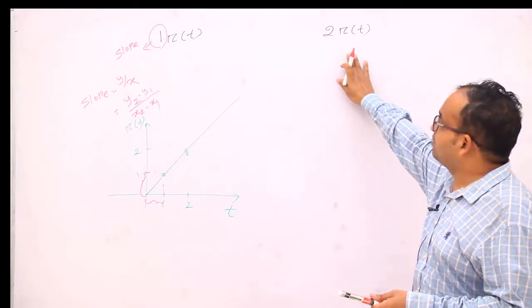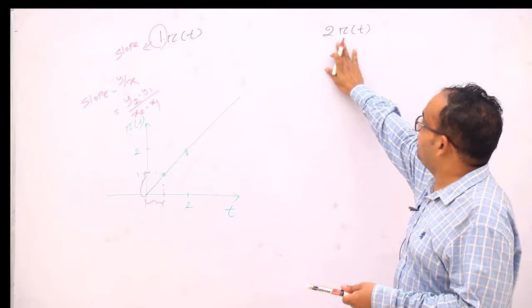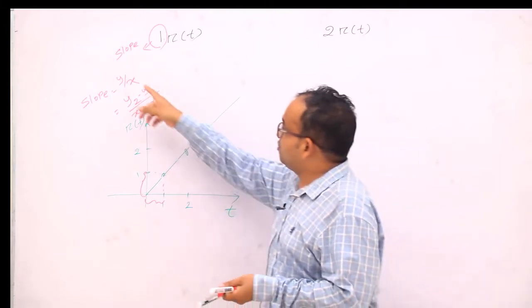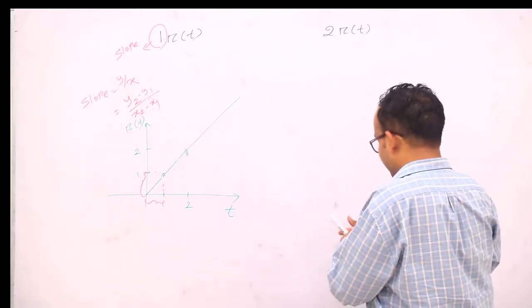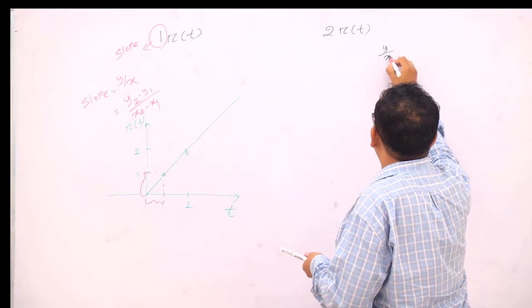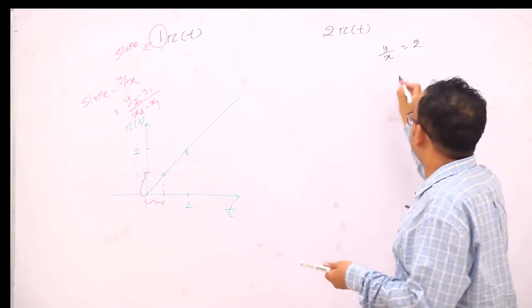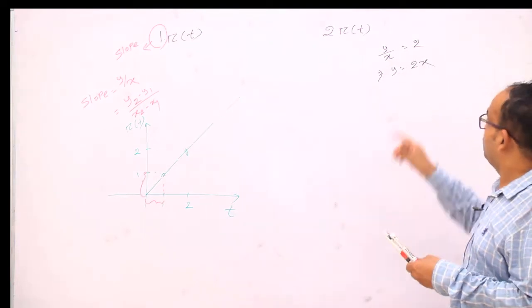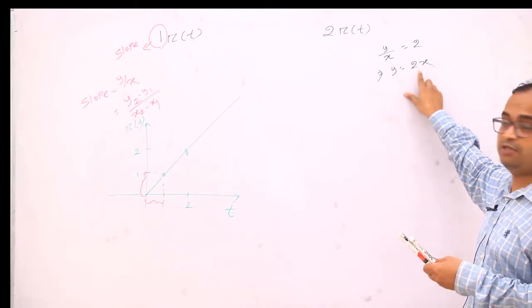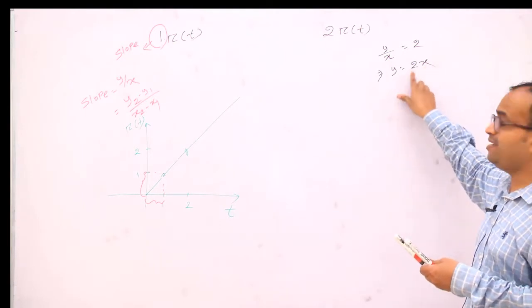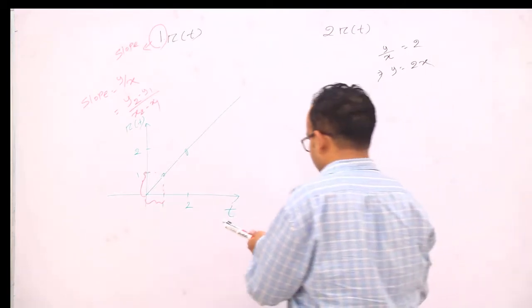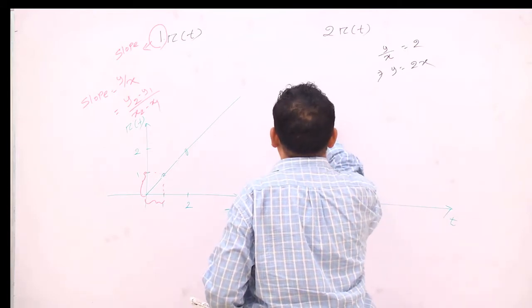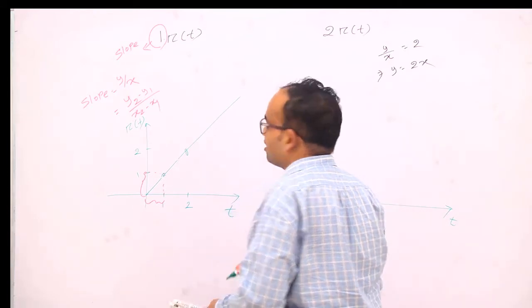So if I have to draw now 2 into r of t, what is 2 here? 2 is the slope. So how can you draw 2r of t? Slope means y by x, so I can write here y by x is equal to 2. So that is y equal to 2x. Now see what happens. When I take x equal to 1, y will be 2. When I take x equal to 2, y will be 4. So I can draw now. This is the time axis. This is the case for 2 into r of t. This is very simple.